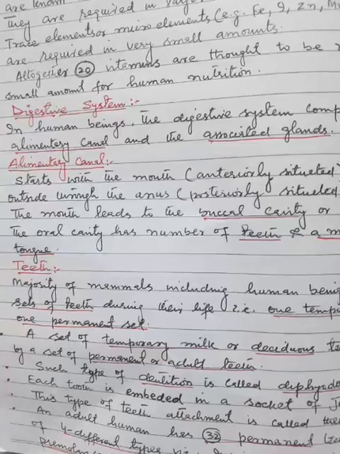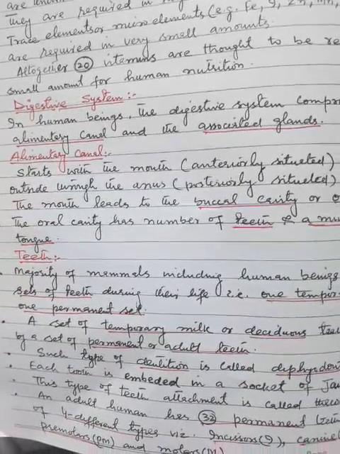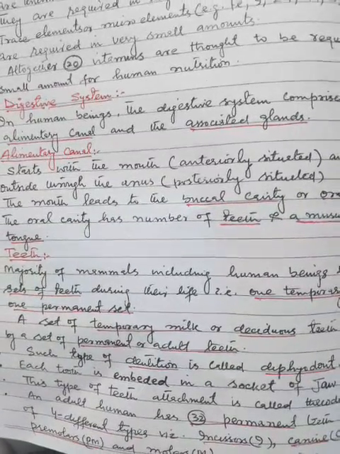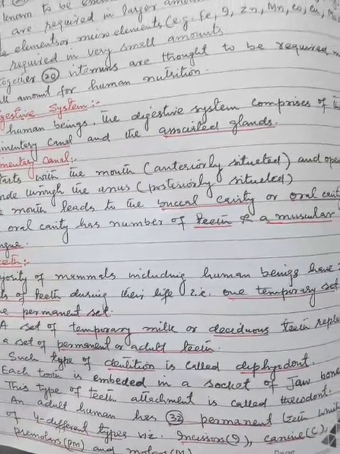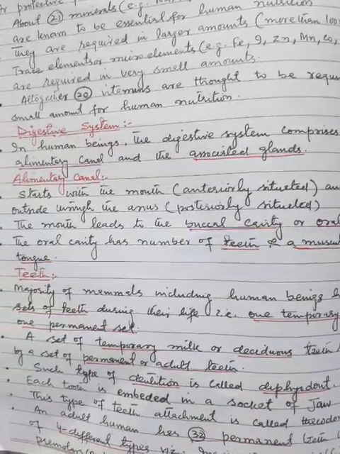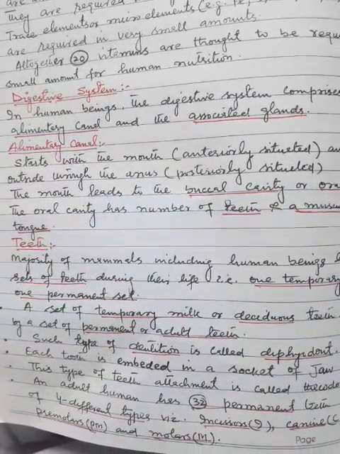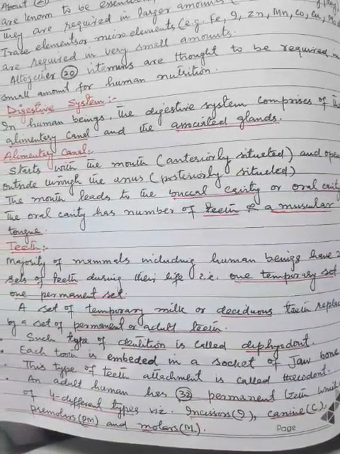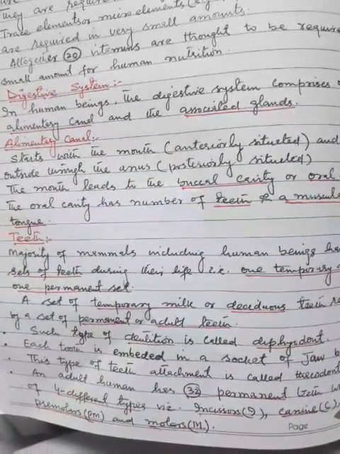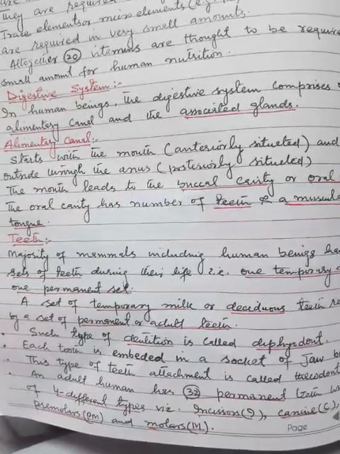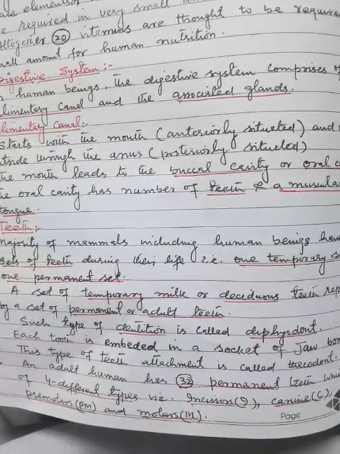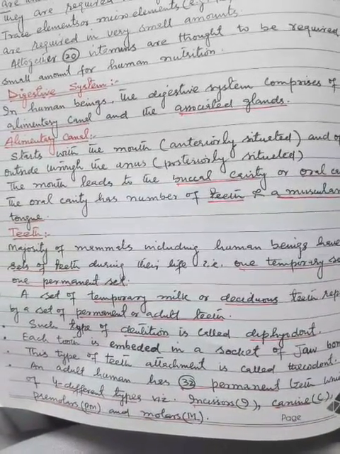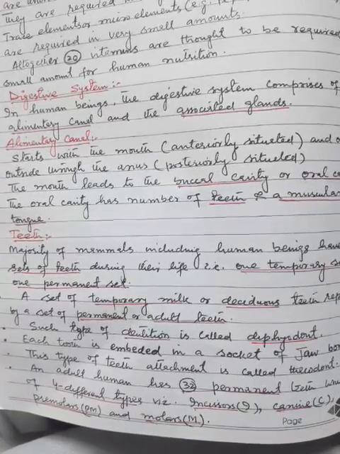Now the teeth. The majority of mammals, including human beings, have two sets of teeth during their life, that is, one temporary set and one permanent set. A set of temporary milk or deciduous teeth is replaced by a set of permanent or adult teeth. Such type of dentition is called diphyodont. Diphyodont means two sets: one temporary set that is replaced by a permanent or adult set.